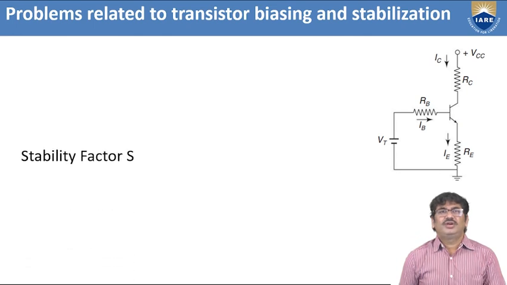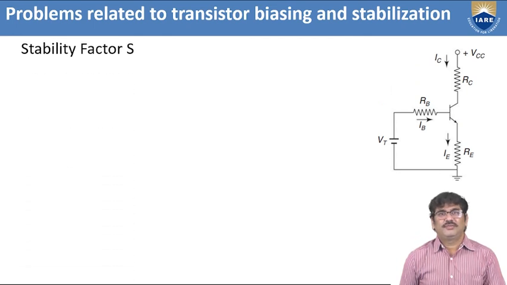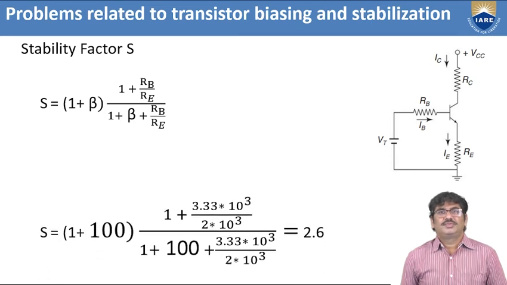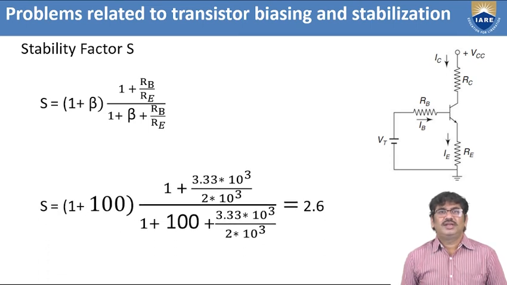Next, we need to find out the stability factor S. For a self-biased circuit, the stability factor S is equivalent to 1 plus beta into 1 plus RB by RE, divided by 1 plus beta plus RB by RE. Substituting the corresponding values, we will get stability factor is equivalent to 2.6.